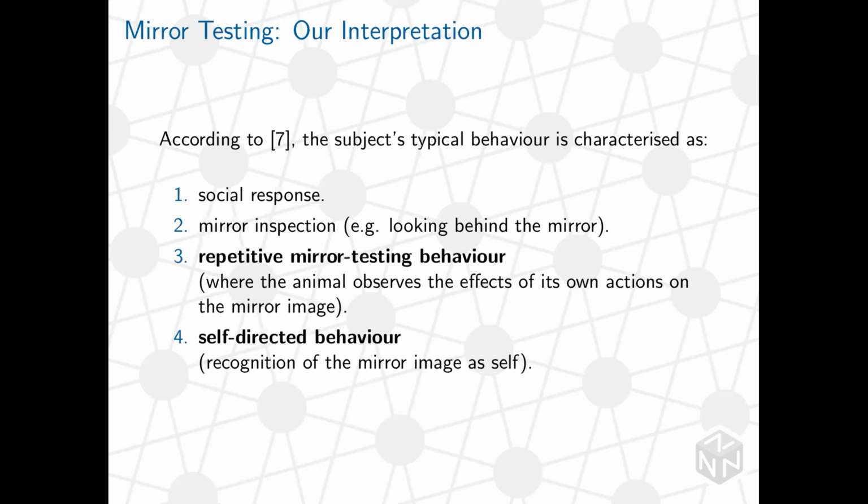What we would argue is the most interesting part of this is the repetitive mirror testing behavior and the self-directed behavior. So really it's these things that we're going to focus on as what underlie the actual behaviors we want to observe from the mirror test. Obviously the social response and the mirror inspection are interesting, but they're also products of the fact that the animal exists in some sort of social hierarchy and exists in the 3D world where there are mirrors you can look behind, and that makes it a lot more complicated to try and move towards a simulated analogy of the mirror test. So these third and fourth points are the ones that we're most interested in.